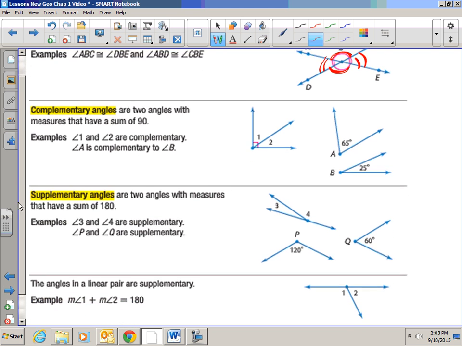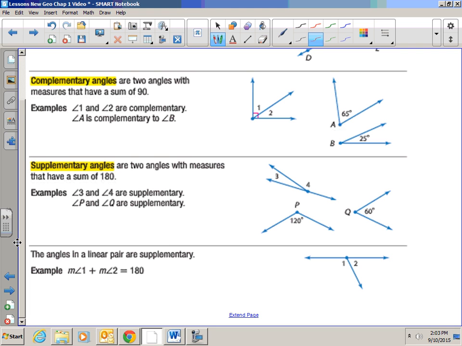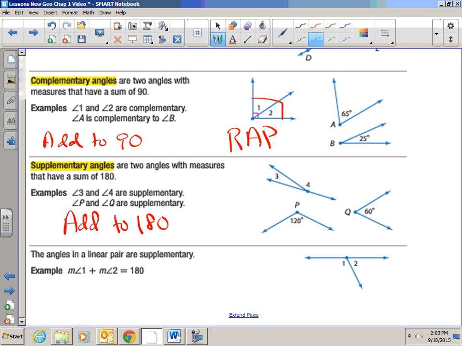Two more words you need to know: complementary and supplementary. Complementary angles add up to 90. Supplementary angles add up to 180. These two angles right here, 1 and 2, we call right angle pairs. Right angle pair angles are always complementary because they add up to a right angle, or they add up to 90. These two angles right here, even though they are not adjacent and not right angle pairs, are still complementary because they also add up to 90.